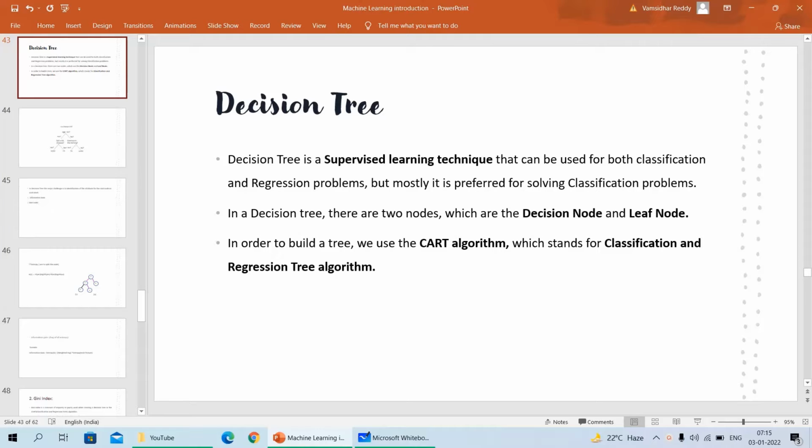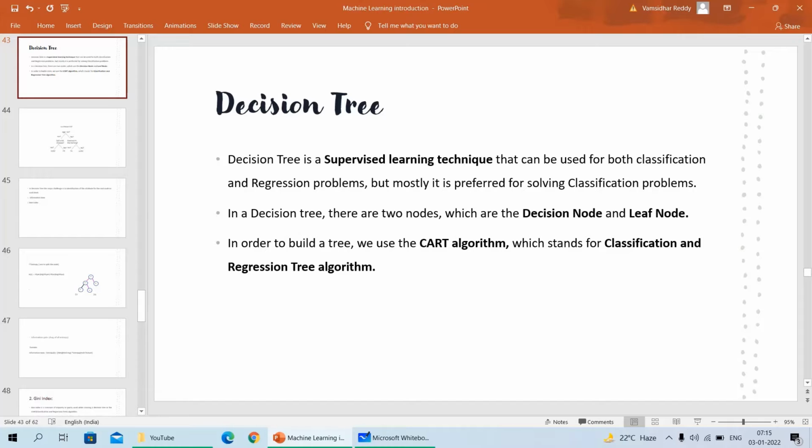Actually, what is meant by the decision tree? A decision tree is a supervised learning technique that can be used for both classification and regression problems, but mostly it is preferred for solving classification problems. In a decision tree there are two main kinds of nodes: decision nodes and leaf nodes, where the leaf node is the final one. Basically the decision tree forms one parent node and two child nodes, and the final ones are known as leaf nodes.